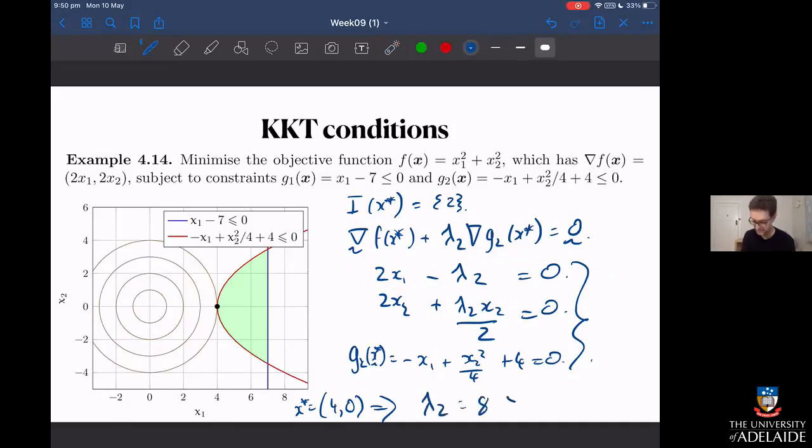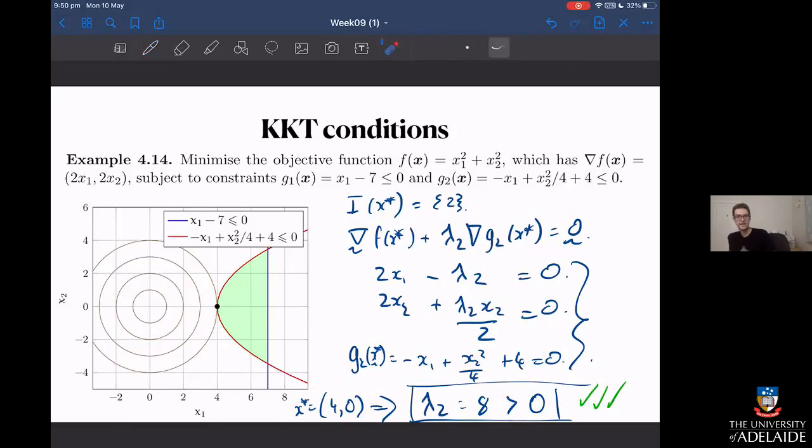And the last bit of the KKT conditions that I have to check is that all of my lambdas are greater than or equal to 0, and they are. So you can go ahead and check that if x1 equals 4, x2 equals 0, and lambda 2 equals 8, all of these equations are satisfied, and they are. So this actually works out. That's sort of doing things in reverse.